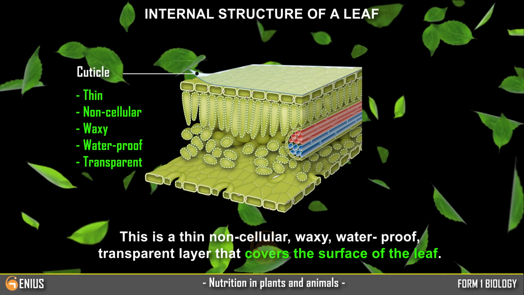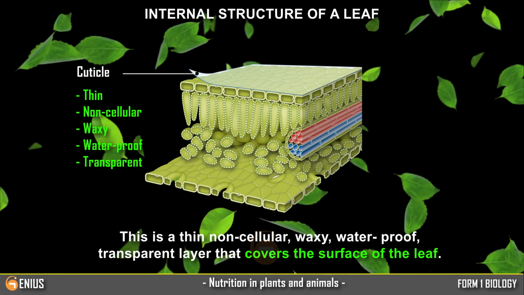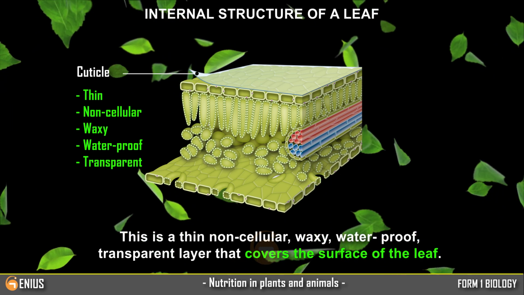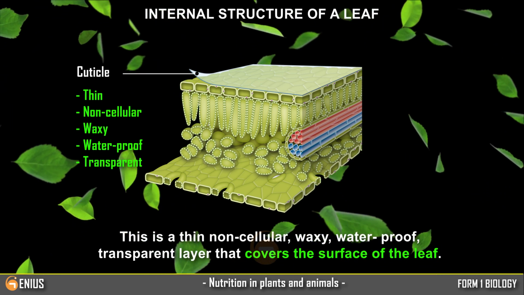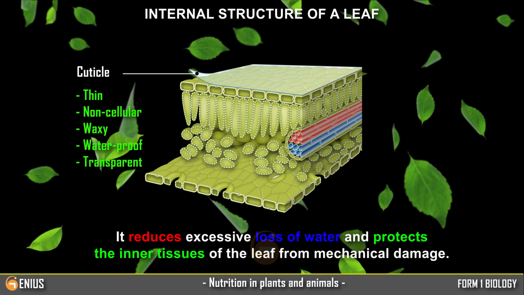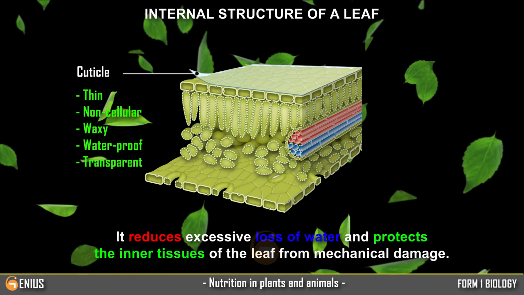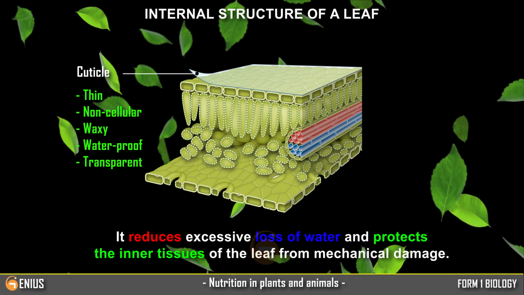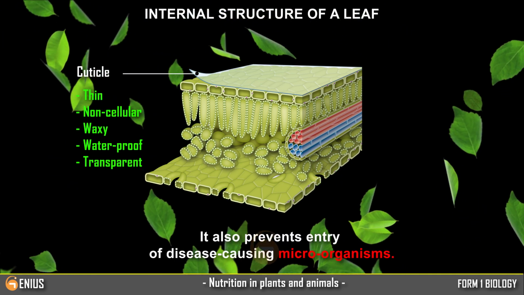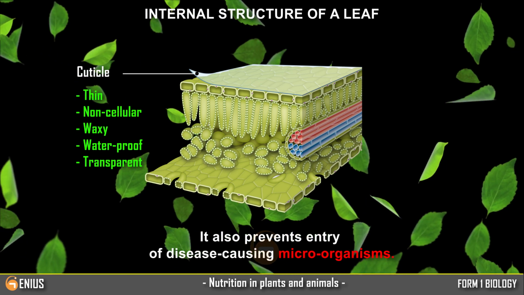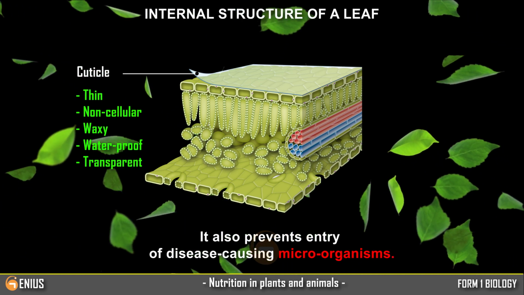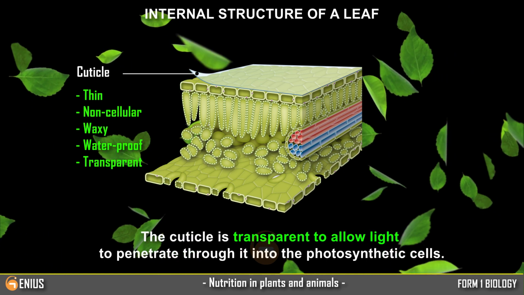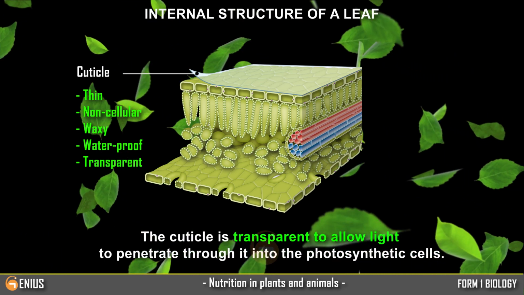This is a thin non-cellular, waxy, waterproof, transparent layer that covers the surface of the leaf. It reduces excessive loss of water and protects the inner tissues of the leaf from mechanical damage. It also prevents entry of disease-causing microorganisms. The cuticle is transparent to allow light to penetrate through it into the photosynthetic cells.